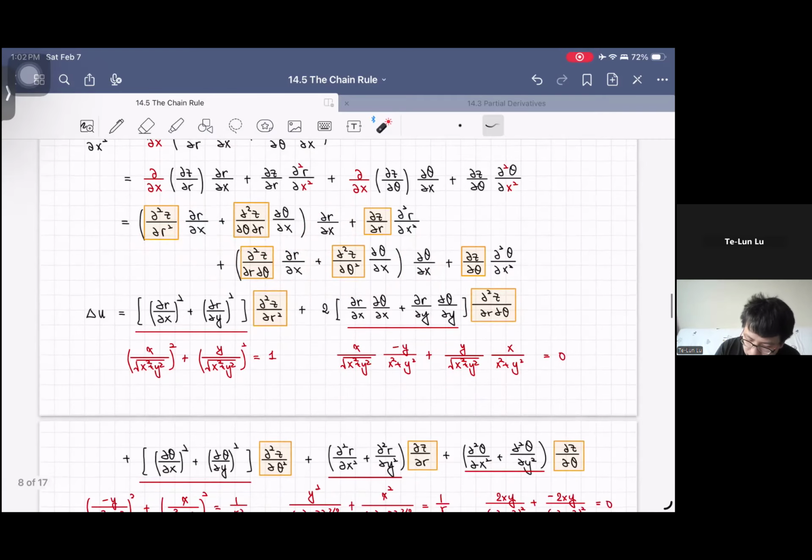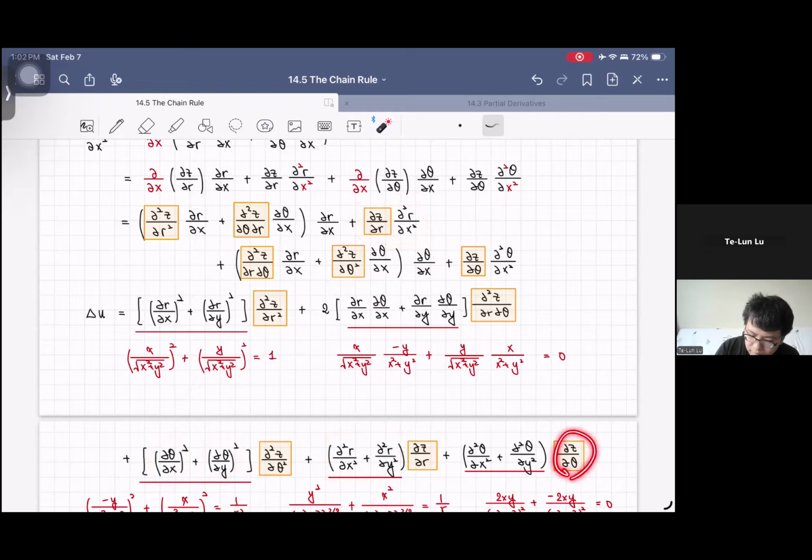Similarly, for the second partial derivative of z with respect to theta, you get this thing squared, right? So you have this thing squared and this thing squared. Now for the first derivative with respect to r, you get the square term, and also that for y.